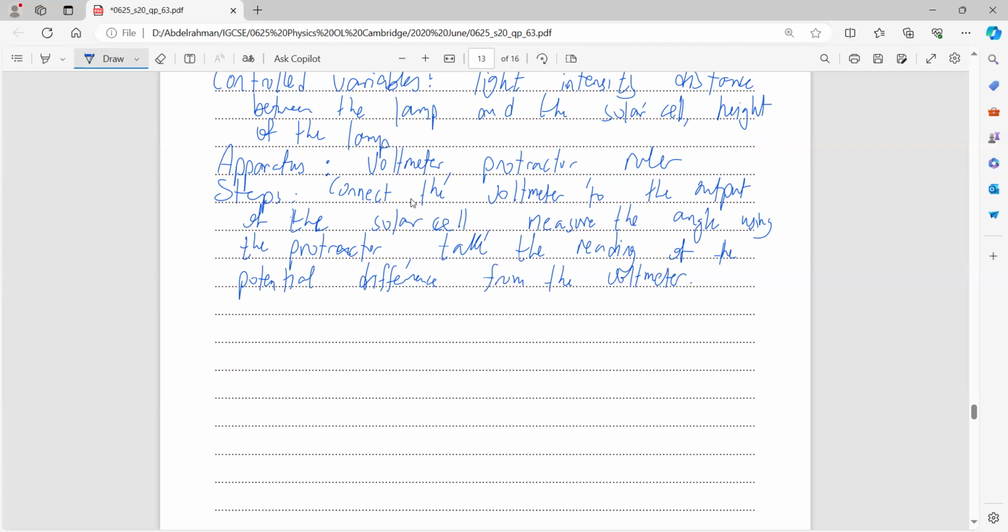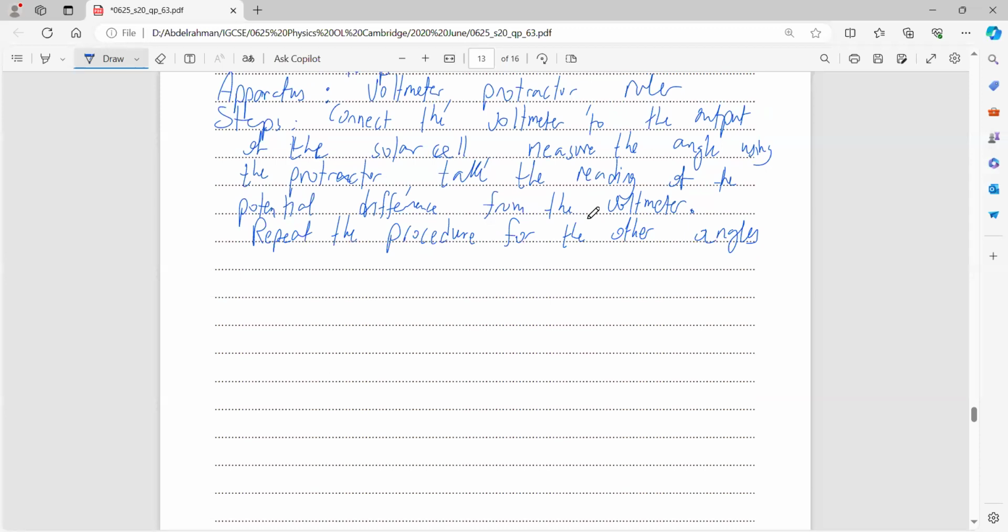And then we must say, what should I say? We have to repeat the experiment, repeat the procedure for the other angles. We have to say that. So: connect the voltmeter, then measure the angle, then take the reading of the potential difference, the reading of the voltage, and then repeat the process using different angles.